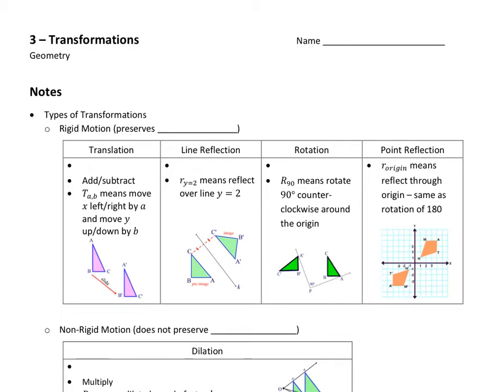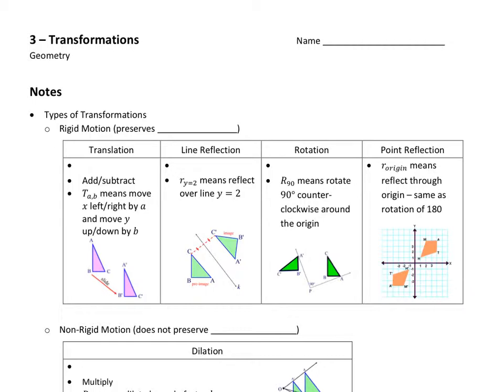This video will talk about transformations in geometry. In this video we're going to be covering how to do transformations and then also how to identify them based on a given graph with a pre-image and an image. So the first thing that we need to talk about are the different types of transformations. We have two different types.